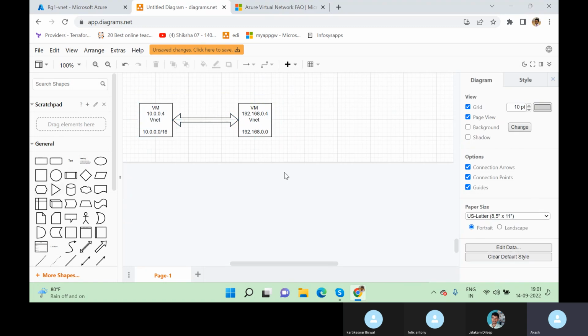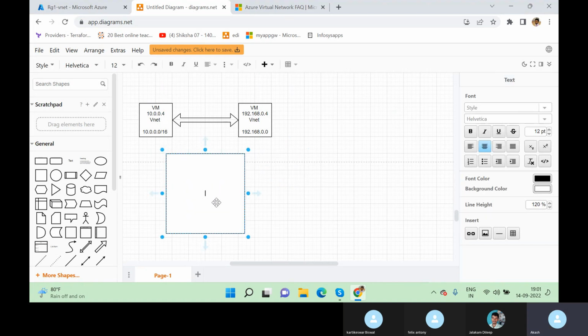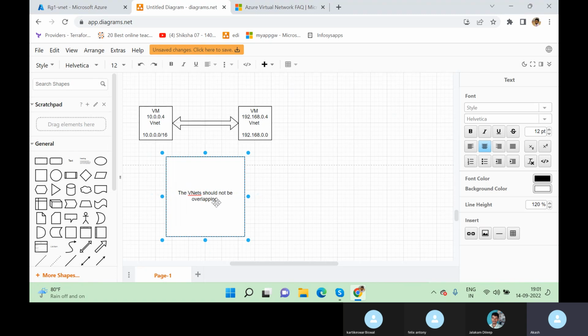The only criterion you need to remember here is that the VNets should not be overlapping. What do you mean by overlapping? No IPs in the two VNets should be common. There should not be any common IP addresses in these two VNets. That is the concept of overlapping.